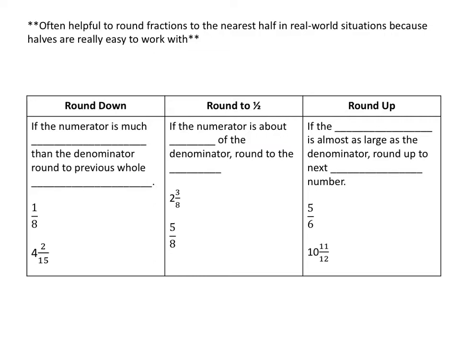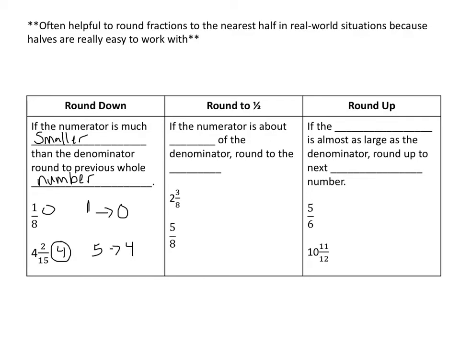If the numerator is much smaller than the denominator, we're going to round to the previous whole number. So, for example, 1/8, 1 is a long ways away from 8, and 1/8 is really between 0 and 1, so 1/8 would round to 0. 4 and 2/15, 2 is really far away from 15, so that's actually between 4 and 5, and since it's rounding down, we round to 4.